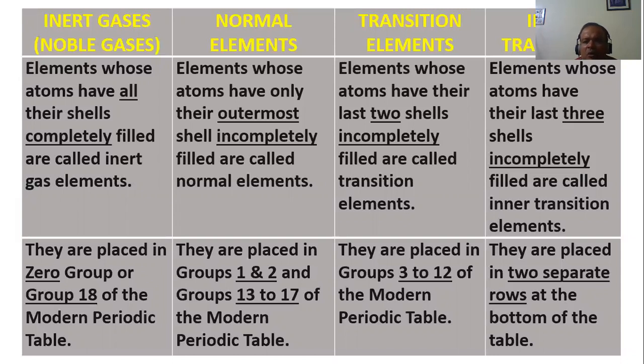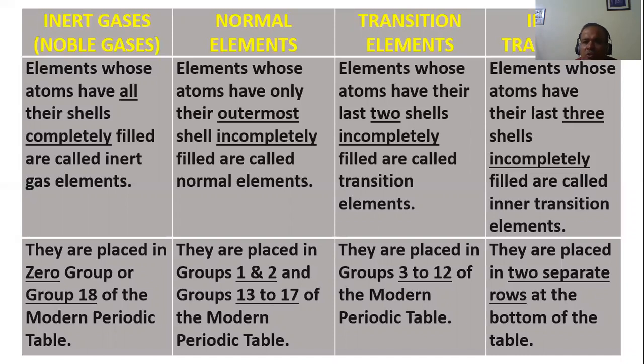And finally, we come on to the inner transition elements. So who are the inner transition elements? Elements whose atoms have their last three shells incompletely filled are called inner transition elements. So last three shells. In transition, last two shells. Here it is last three shells. So I've underlined that clearly. And where are they placed? As we all know, they are placed in two separate rows at the bottom of the periodic table.